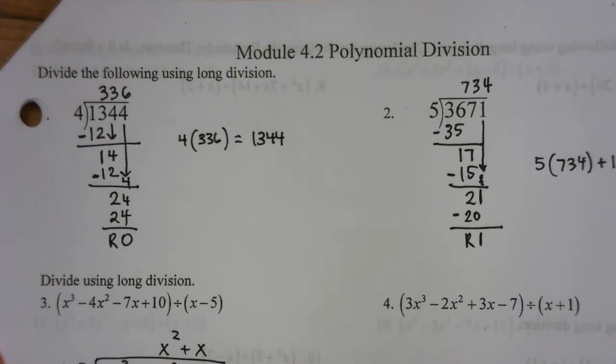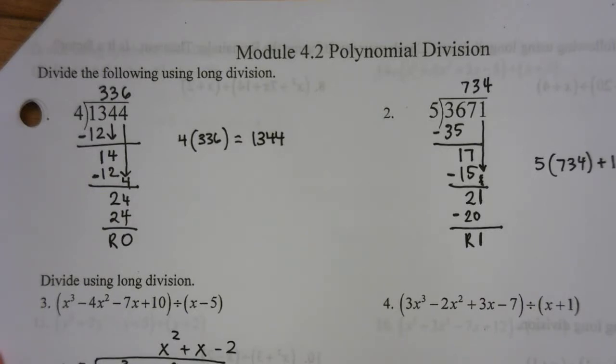Again, I'm going to subtract. A negative and a negative make a positive. So x squared minus x squared is 0. Negative 7x plus the 5x is going to give me negative 2x. Bring down my 10. Last step, what times x gets me negative 2x? Well, that's going to be a negative 2. And when I take the negative 2 and multiply it times negative 5, I get a positive 10.